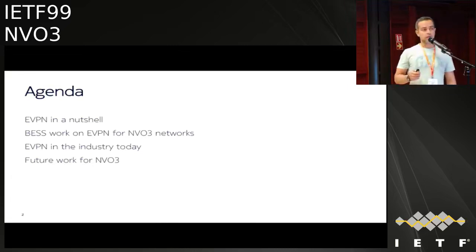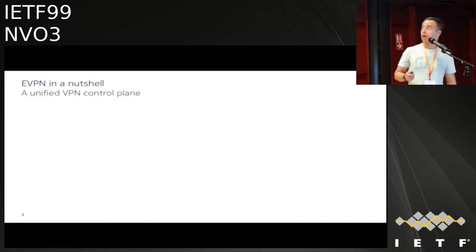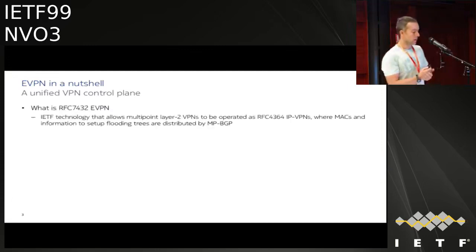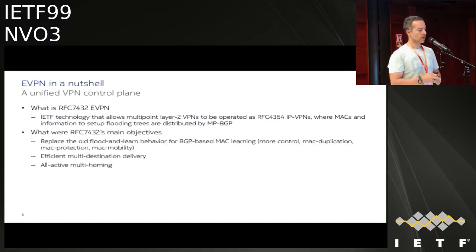So EVPN in a nutshell, what is EVPN? Ethernet Virtual Private Networks. It's specified in RFC 7432. The original idea was to have a multi-point layer 2 VPN operated as we do with IPVPNs, where the MAC addresses and all the information you need to set up flooding trees is distributed by multi-protocol BGP. The main objectives in RFC 7432 were first to replace the old flood and learn behavior that we have in traditional Ethernet networks with BGP.